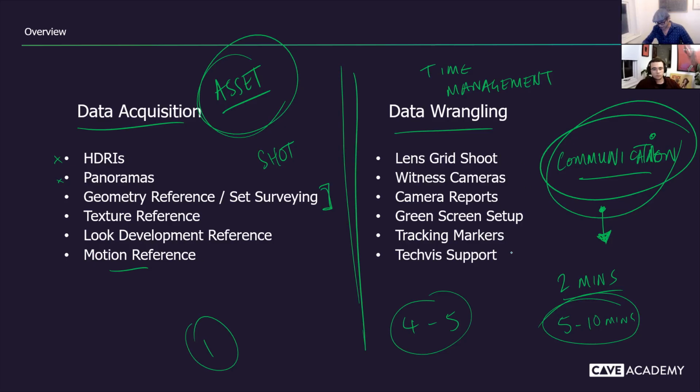And then all of this stuff is going to be very useful for shots: lens grids for undistorting the plates, witness cameras for match move, camera tracking, camera reports, again for match move and camera tracking, roto prep, green screen setup, tracking, and so on. I've also got a couple slides at the end on virtual production.